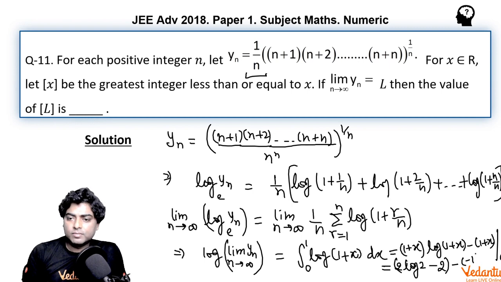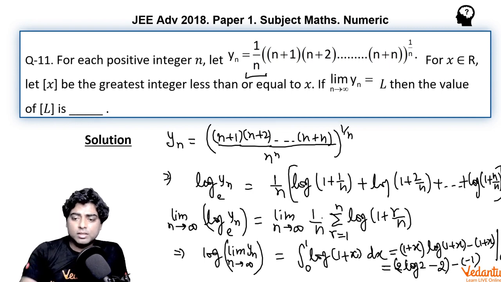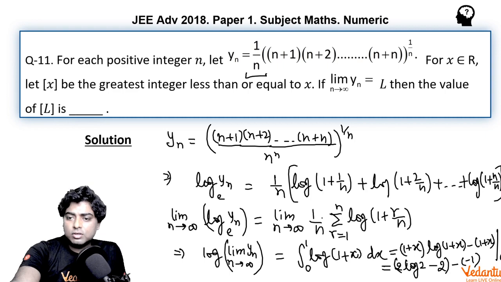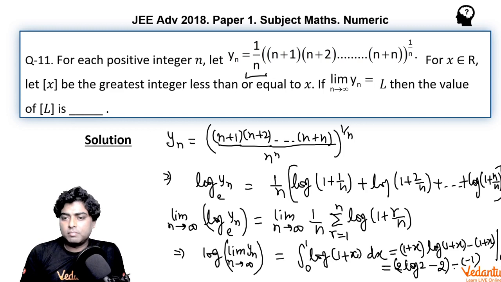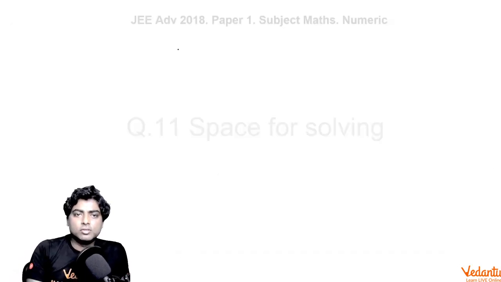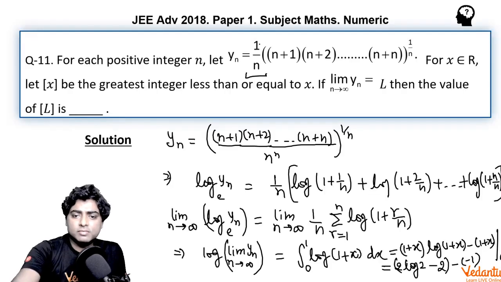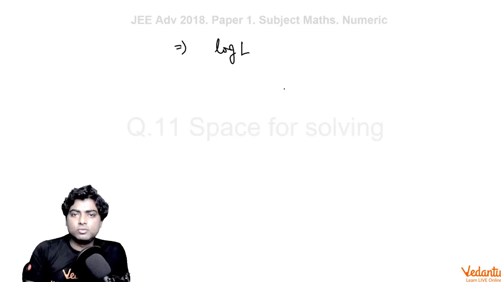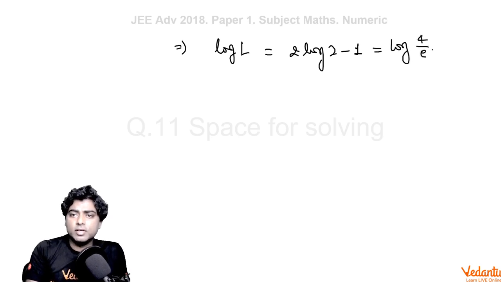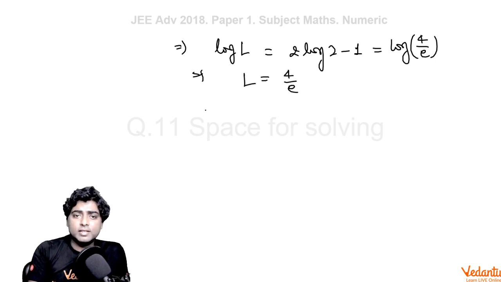So finally we are getting 2 log 2 minus 1. So log of L, because L was defined as the limit of yn as n tends to infinity, equals 2 log 2 minus 1, which can be written as log of 4 upon e, isn't it? So finally we are getting the value of L as 4 upon e.